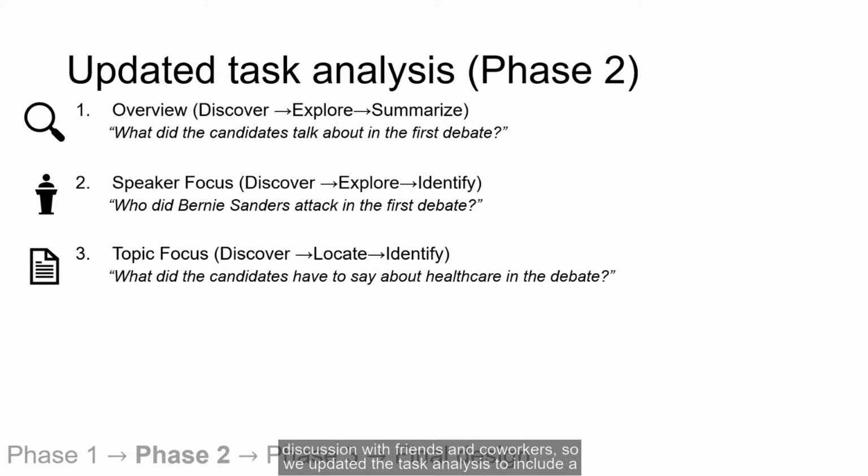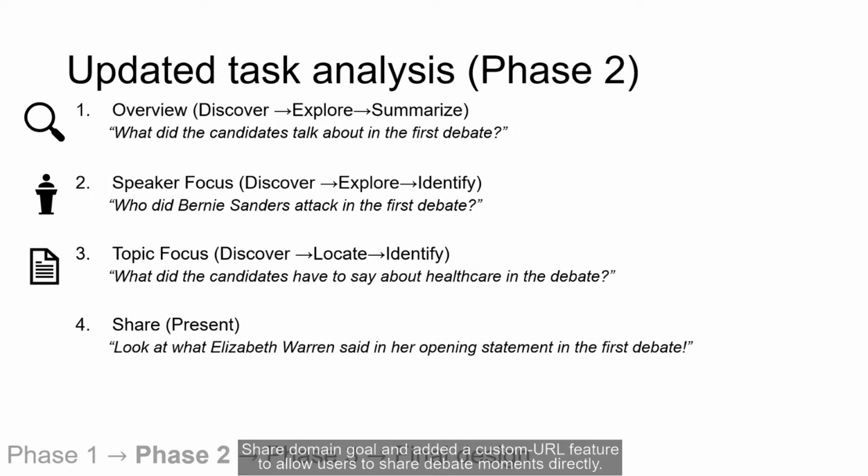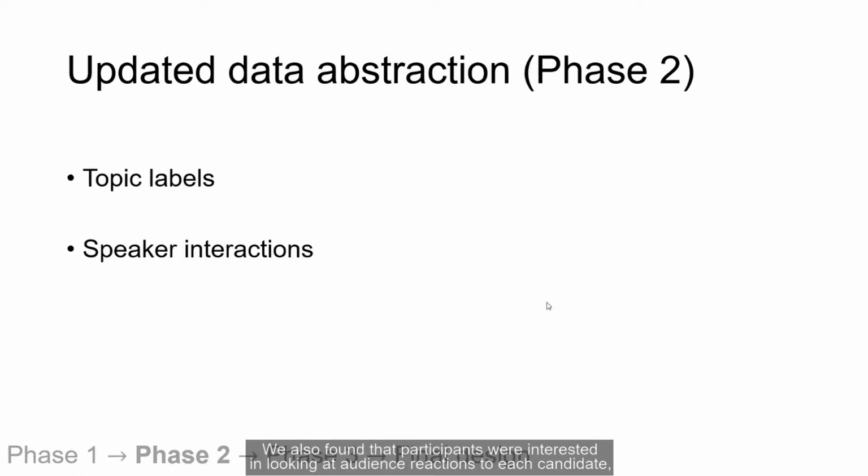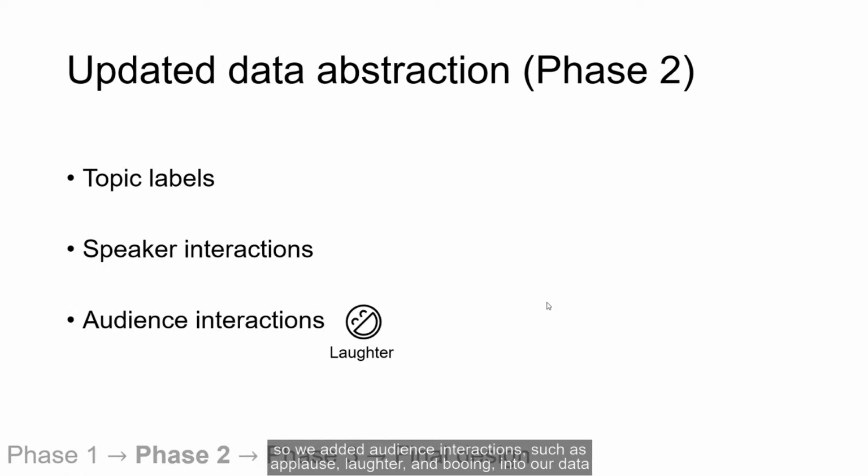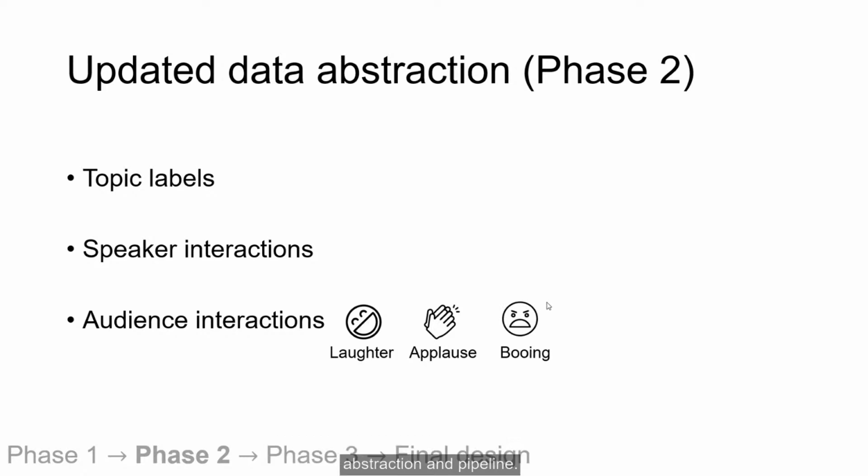So we updated the task analysis to include a share domain goal and added a custom URL feature to allow users to share debate moments directly. We also found that participants were interested in looking at audience reactions to each candidate, so we added audience interactions such as applause, laughter, and booing into our data abstraction and pipeline.